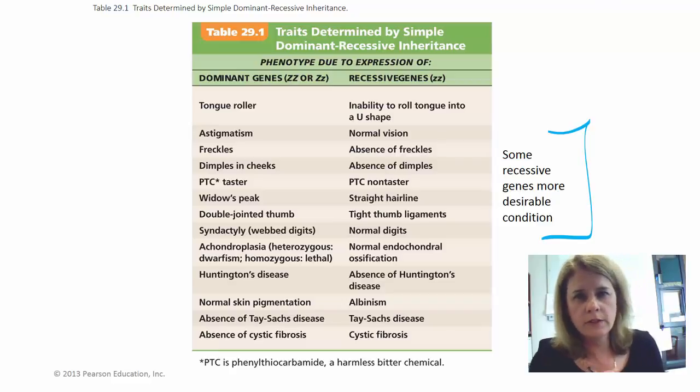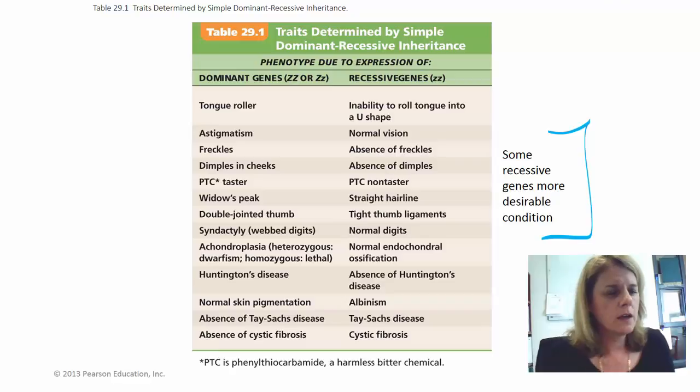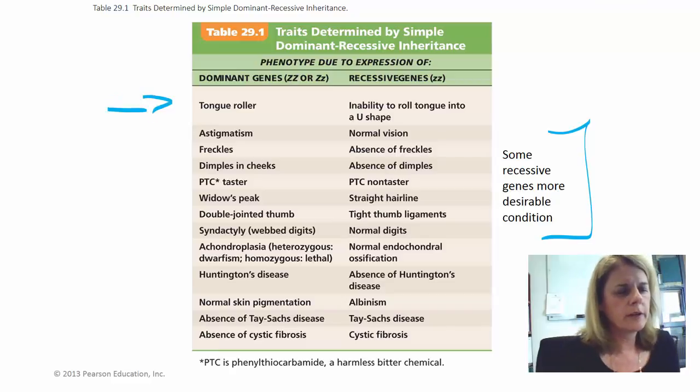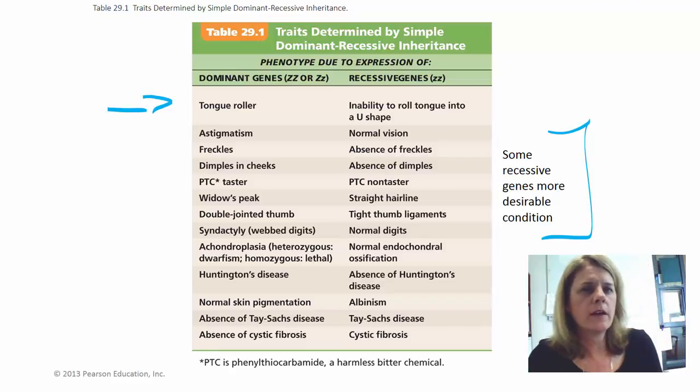So let's just do a couple of these so you can see the difference between something being desirable if it's dominant versus recessive. First one, the tongue rolling. Okay, if you have a dominant allele, so big T or big T little t, you're going to be a tongue roller. If you have the recessive gene, you're going to be a not tongue roller.